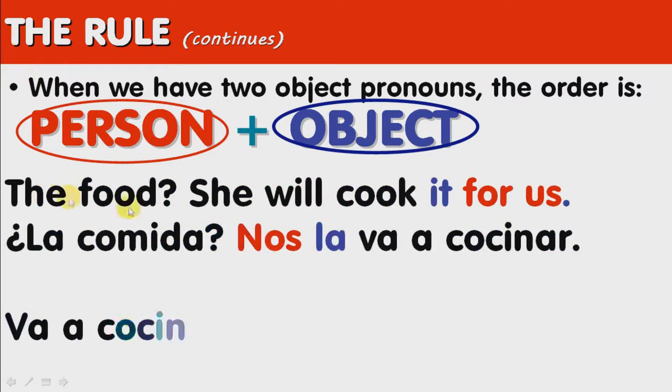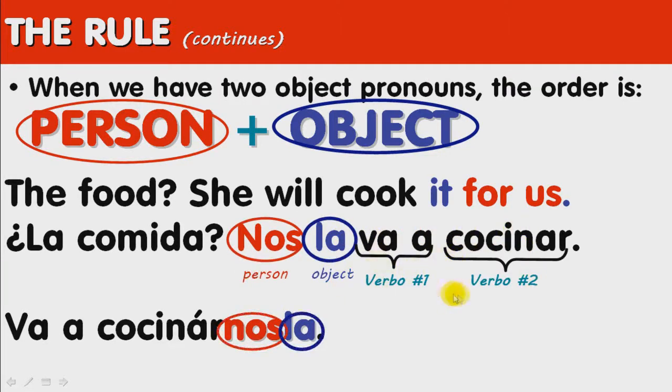Some more examples. The food, she will cook it for us. Well, as we have just seen, first comes the person and then the object. She will cook it for us. So first we have to put us, which is nos, la comida, then the object. In this case, this is referring to the food. That's why we are using la, nos la, and then the verb, va a cocinar.